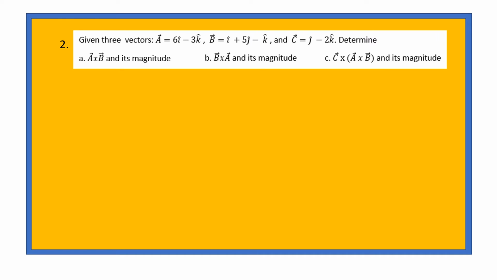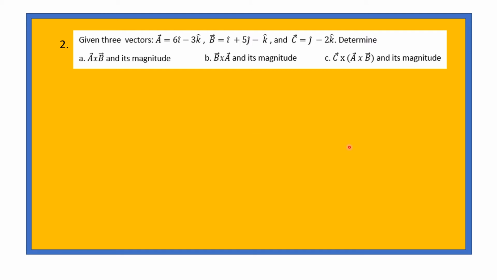Number 2. We are given three vectors. A equals 6i hat minus 3k hat. Vector B is i hat plus 5j hat minus k hat. And the third vector, C, is equal to j hat minus 2k hat. Determine A cross B and its magnitude. What is B cross A equal to, and its magnitude? What is C cross A cross B, and what is its magnitude?